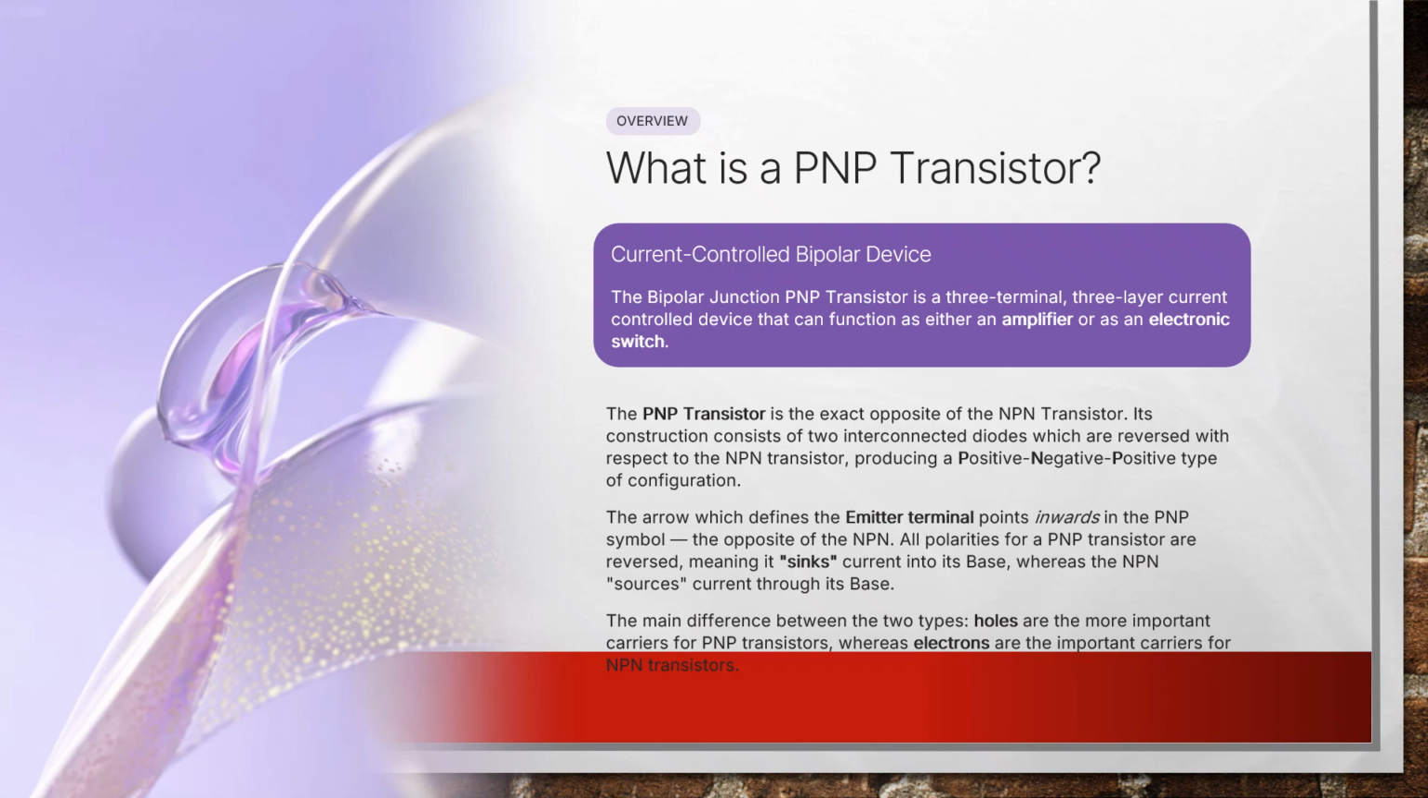Its construction consists of two interconnected diodes which are reversed with respect to the NPN transistor, producing a positive-negative-positive type of configuration. The arrow which defines the emitter terminal points inwards in the PNP symbol, the opposite of the NPN. All polarities for a PNP transistor are reversed, meaning it sinks current into its base, whereas the NPN sources current through its base. The main difference between the two types: holes are the more important carriers for PNP transistors, whereas electrons are the important carriers for NPN transistors.